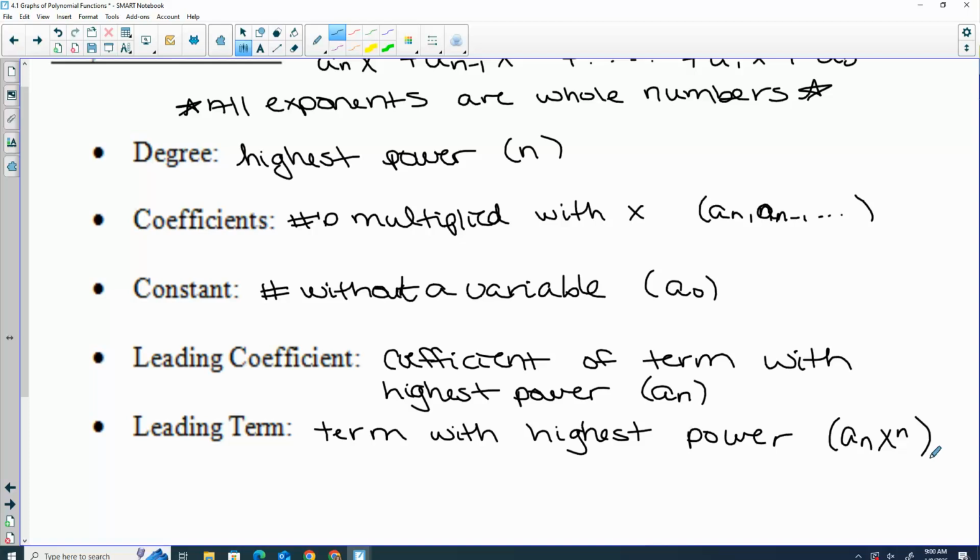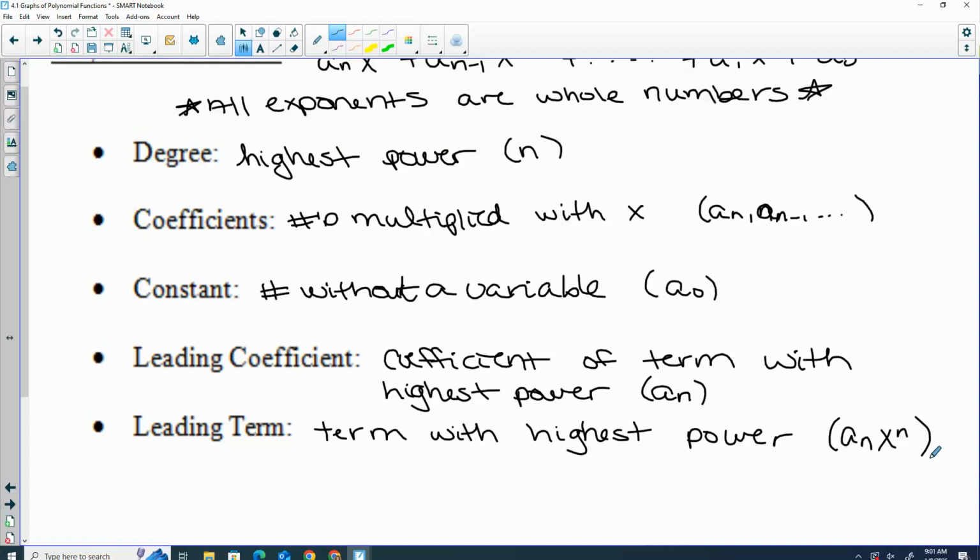when we talk about polynomials, we're going to figure out that their graph is really based off the degree. And that leading term is going to tell us a lot about what the graph will look like. So we need to be able to pick that out. So when I say degree, you need to know we're looking for the highest exponent that we see. That term with the highest exponent becomes our leading term.